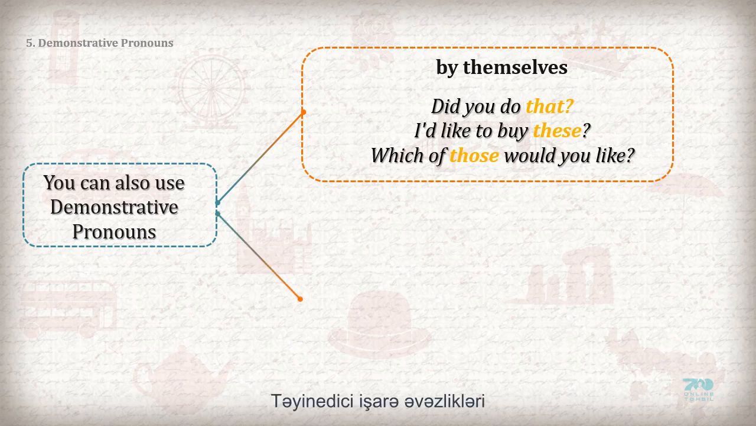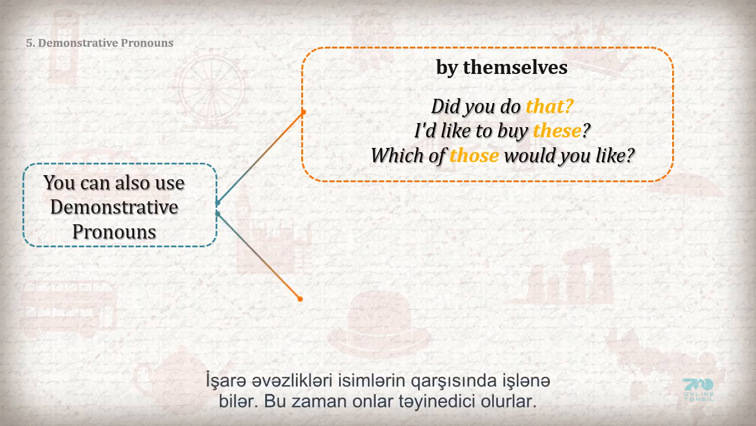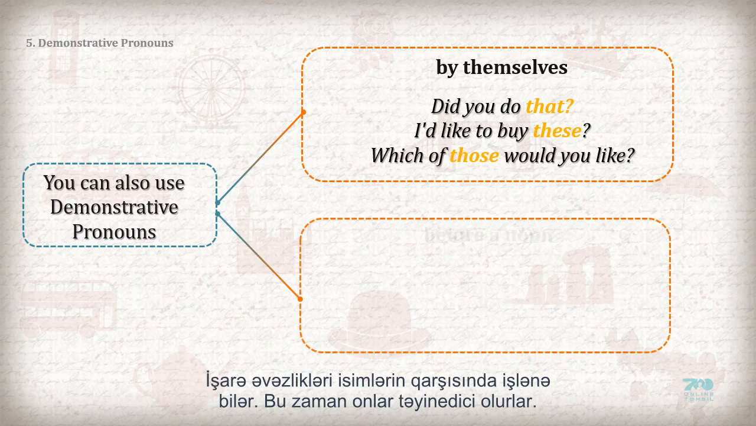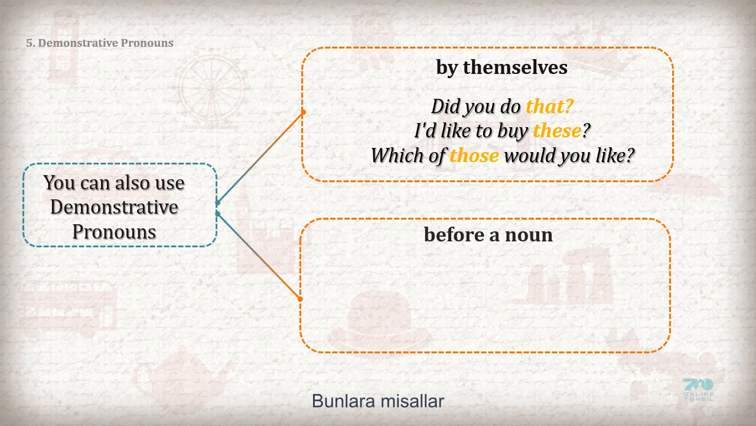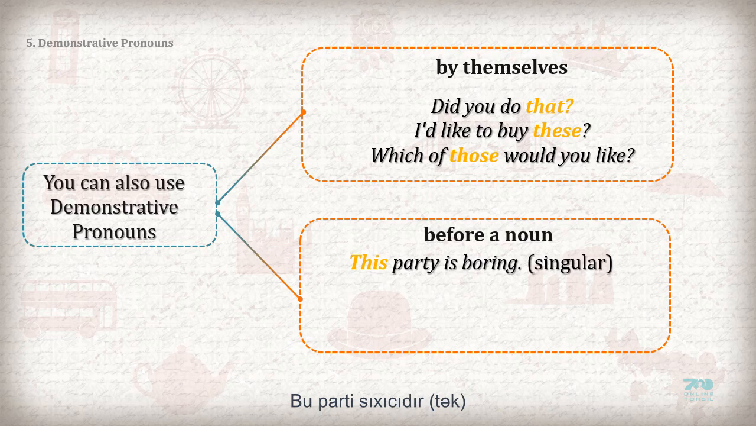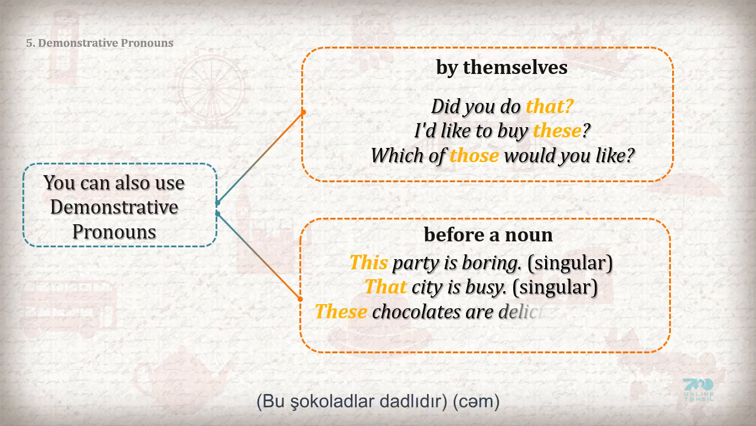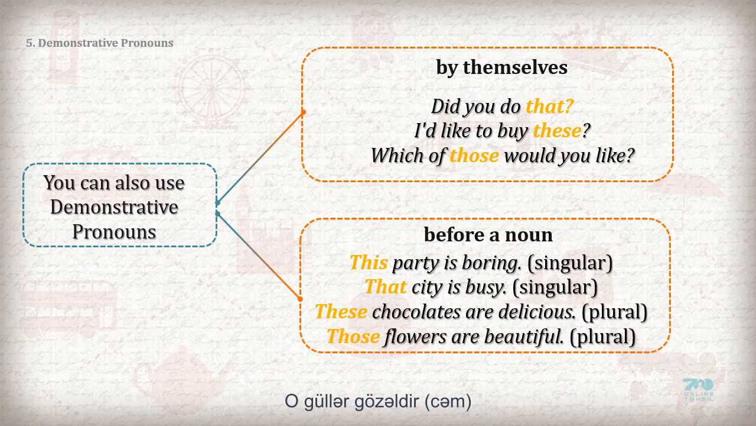Demonstrative adjectives. You can also use demonstratives before a noun. These are called demonstrative adjectives. Examples of demonstrative adjectives: This party is boring, singular. That city is busy, singular. These chocolates are delicious, plural. Those flowers are beautiful, plural.